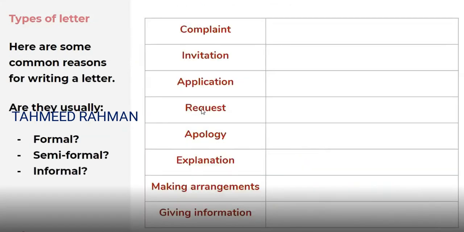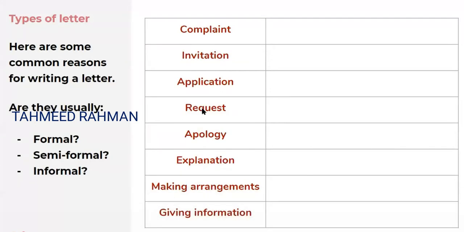After that, let's see about how the different kinds of letters might fall into different categories. So, for example, a complaint letter. What do you think this kind of letter will be? A complaint letter usually, it should be formal, because you are making a complaint about someone else to an authority. You cannot just complain to the person themselves, right? So it's usually a formal letter.